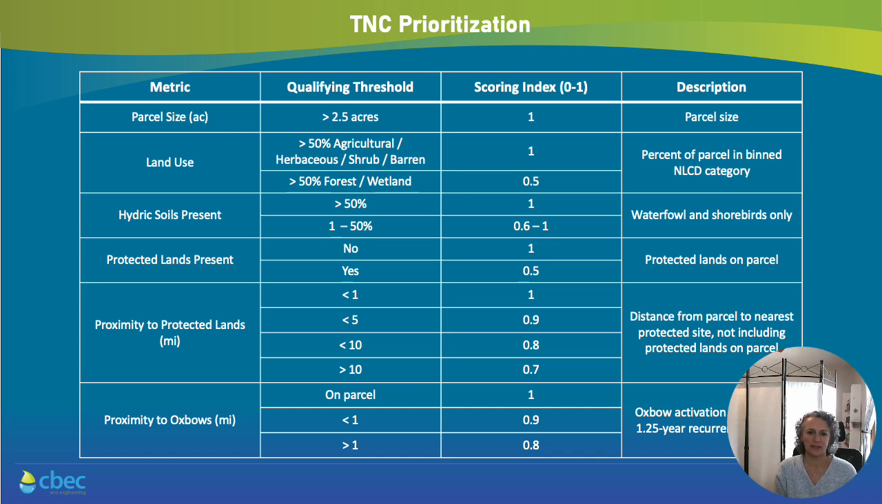And then we also layered onto that some prioritization that TNC had set. So we looked at parcels that were over 2.5 acres, that had hydric soils present, that were not currently protected yet had proximity to protected lands. And then TNC also has a priority to restore oxbow lakes in the Lower Wabash. So those properties received a higher score.